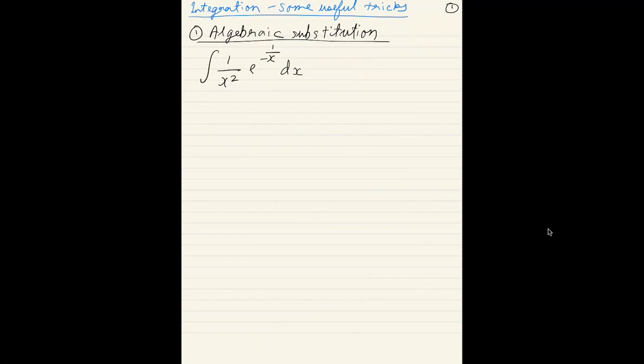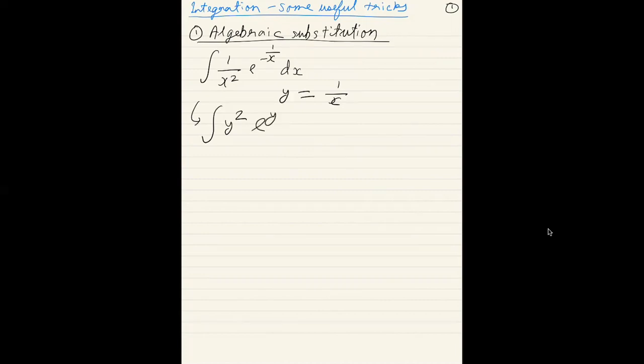So if it was e to the power x dx or e to the power minus x dx, then we knew how to do it because we remember the derivative of e to the power x. So what can we do here? We can make a substitution of variables. Let's introduce a variable y defined as y is equal to 1 over x. If we do that, this integral becomes 1 over x squared, but 1 over x squared is now y squared, and e to the power minus 1 by x would become e to the power y.